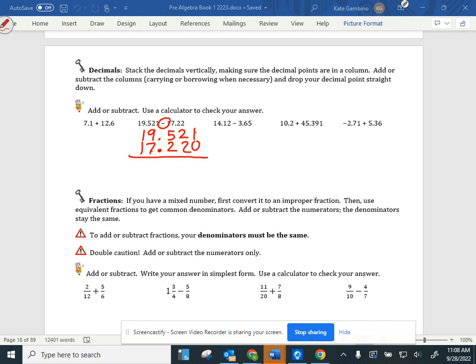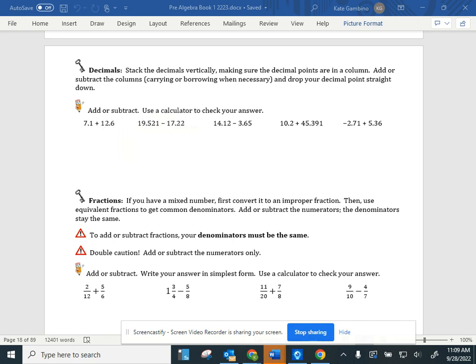Big thing to remember is to double check what operation you're doing. Every time I have pluses and minuses in the same section, I have friends that forget to double check, am I adding or subtracting? Easy mistake to make. Double check you're doing the correct operation. Then we just subtract or add like normal. Carry your decimal point straight down, and you come up with your answer. So just make sure you line up your decimal points. Make sure you double check, am I adding or subtracting?